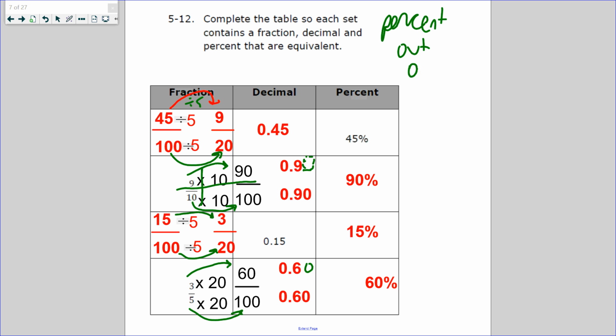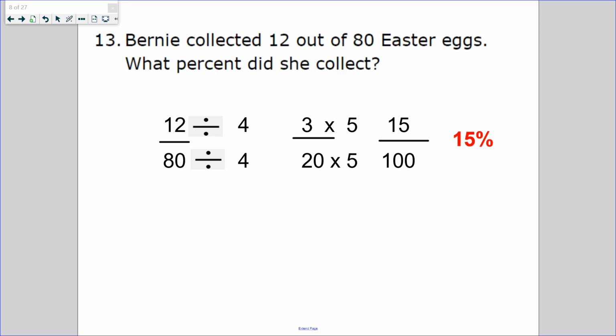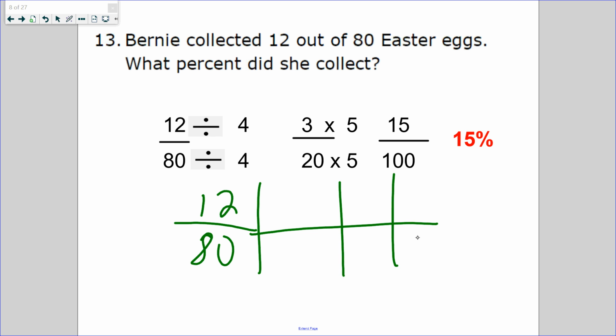Again, what you have to know is a percent means out of 100. Bernie collected 12 out of 80 Easter eggs. What percent did she collect? So 12 out of 80. A percent means out of 100. So can 80 go into 100 easily? Is it compatible? No. What about up and down relationship? Can 80 go? No. I think I have to simplify this.